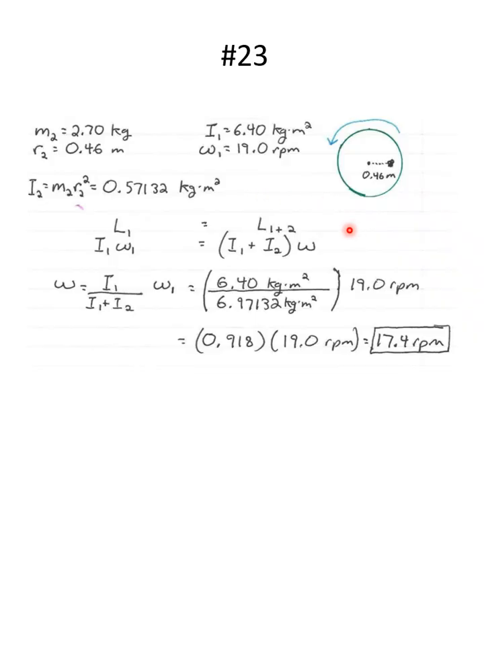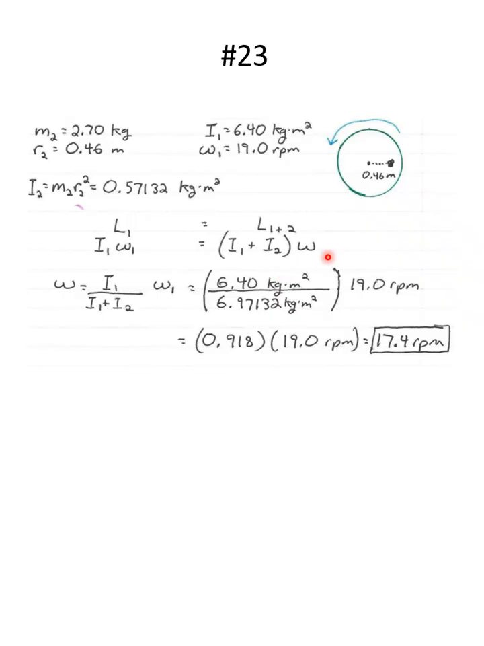Now we're going to use conservation of angular momentum. And so the initial condition is just the wheel spinning. So the angular momentum of just the wheel, I call that L1. And that is I1 times omega 1. After the interaction, we have what I'll call L1 plus 2, so the rotational angular momentum of the wheel plus the clump. And that is I1 plus I2, so it's their collective rotational inertias times omega.